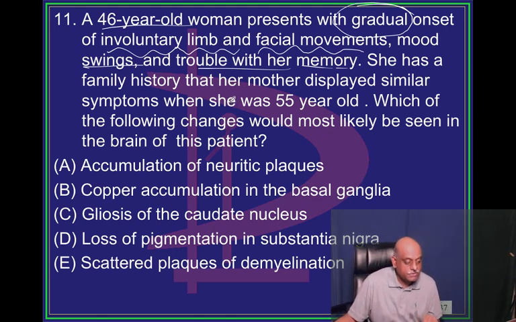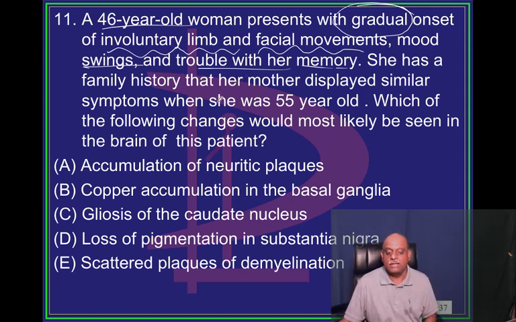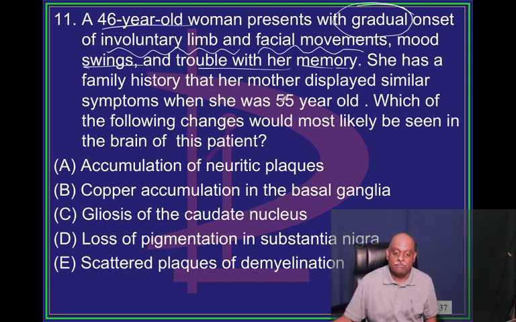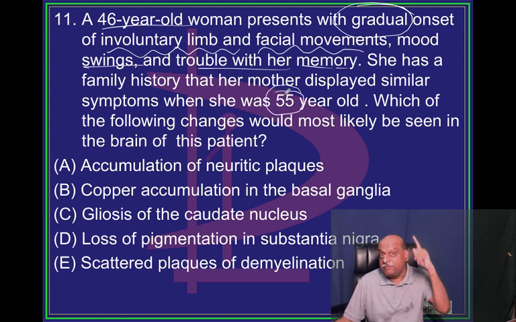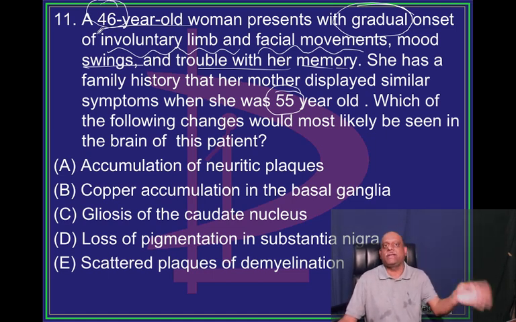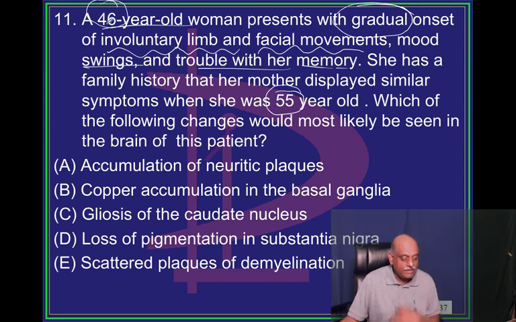Even this memory loss, mood swings, etc. There is also history in her mother, but her mother had an onset at 55 years, this lady has an onset at 46 years. That means as the generation is progressing, there is an early onset, more severe clinical deterioration. That is classical, as Pradeep Reddy rightly says, Huntington's disease. This is called the phenomenon of anticipation.